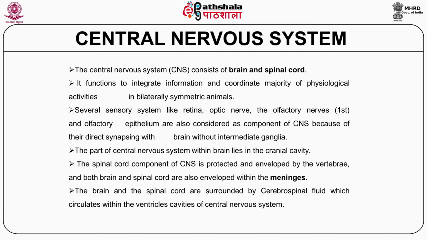The part of the central nervous system within the brain lies in the cranial cavity. The spinal cord component of the central nervous system is protected and enveloped by the vertebrae, and both brain and spinal cord are also enveloped within the meninges. The brain and the spinal cord are surrounded by cerebrospinal fluid, which circulates within the ventricular cavities of the central nervous system.